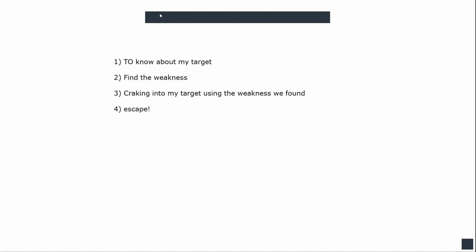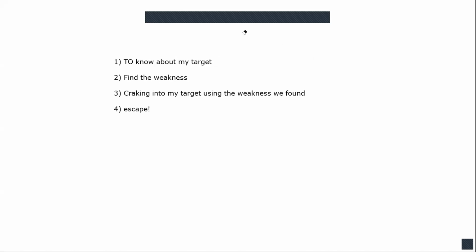So basically what you can do is execute. You can go with execution and after that escape. So these are the 5 steps you can follow in order to rob a particular bank.